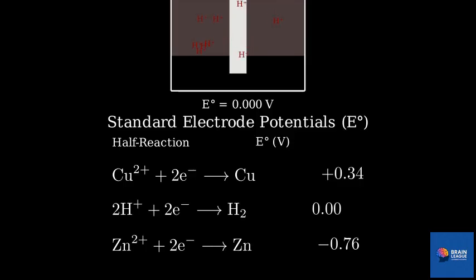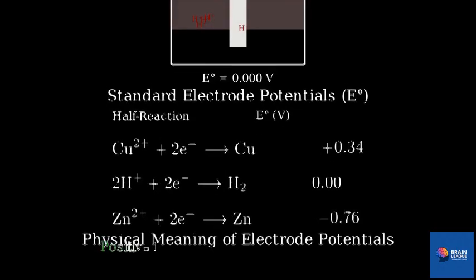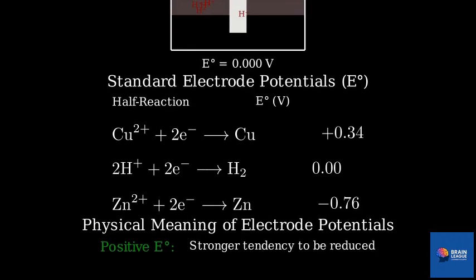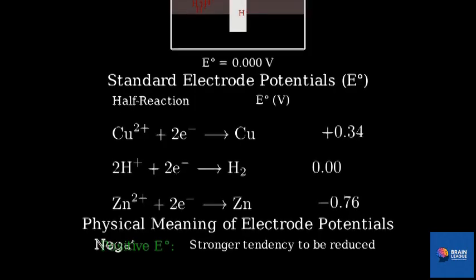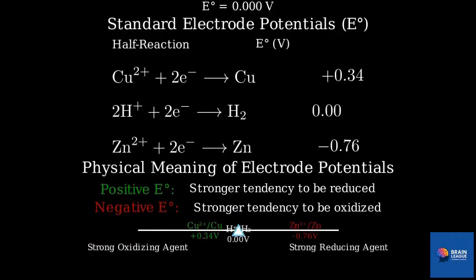Now, let's discuss what these values actually mean. A positive electrode potential indicates that the species has a stronger tendency to be reduced, or gain electrons, compared to the hydrogen electrode. Conversely, a negative electrode potential means the species is less willing to be reduced and more willing to be oxidized, or lose electrons, compared to hydrogen.